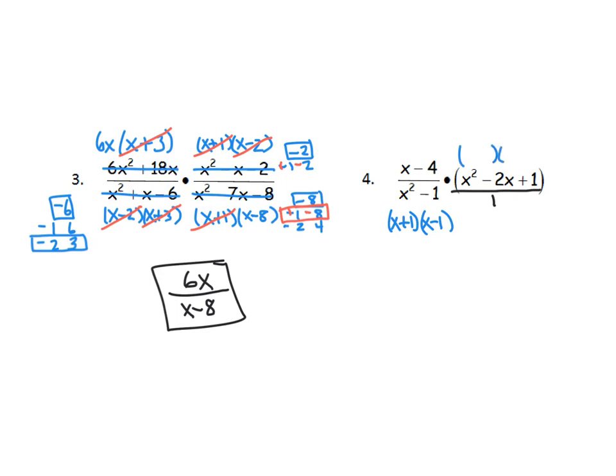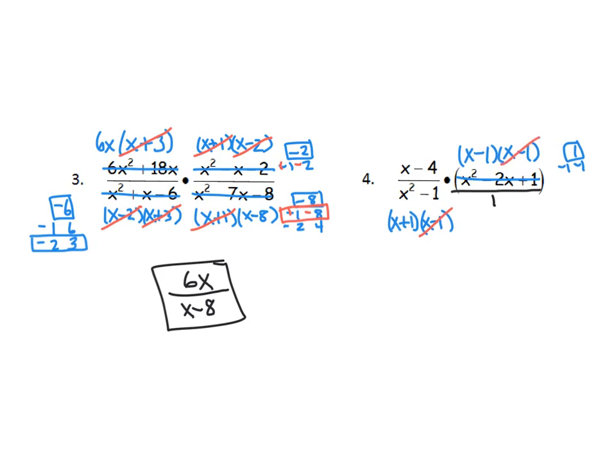In the numerator over here, a is 1, so x times x. The only factors of 1 are 1 and 1, but they're both going to need to be negative in order to get negative 2 for our b term. So x minus 1, x minus 1. And x minus 1 cancels out with one of the x minus 1s.